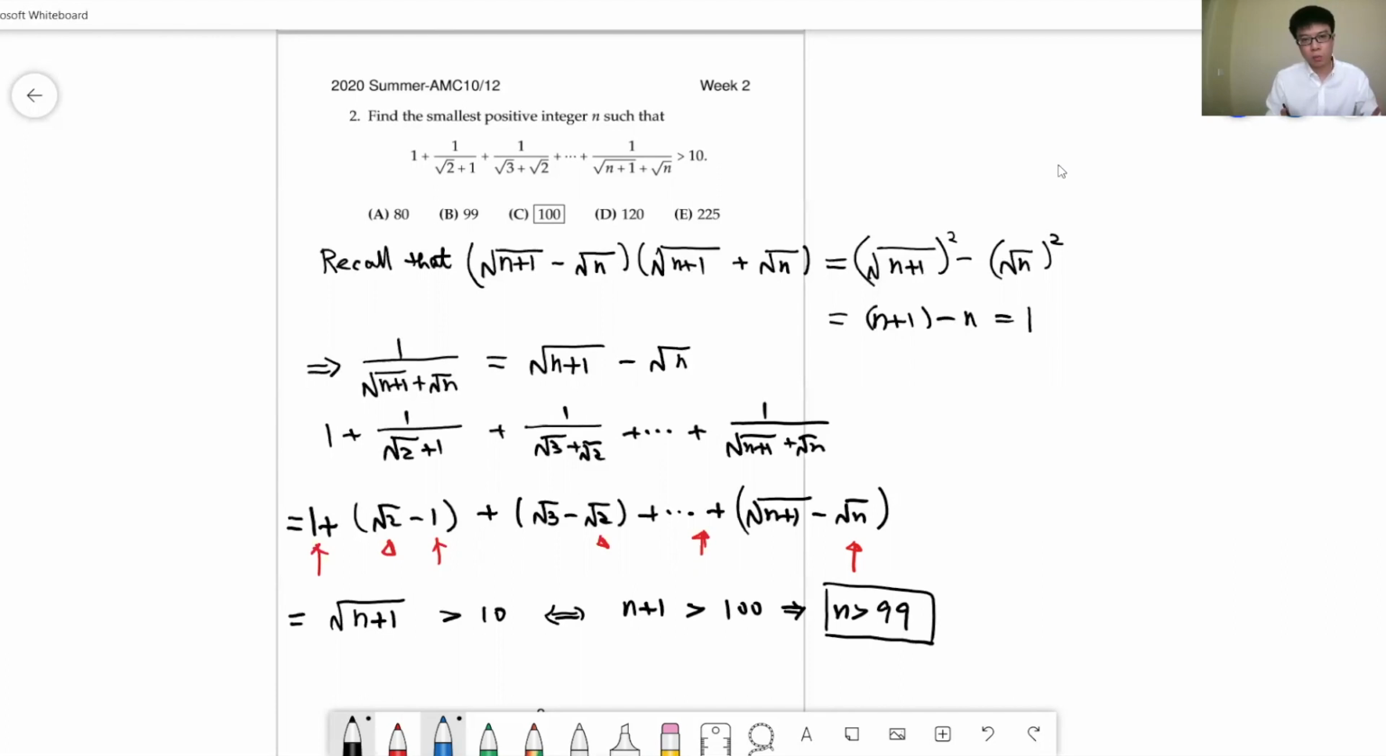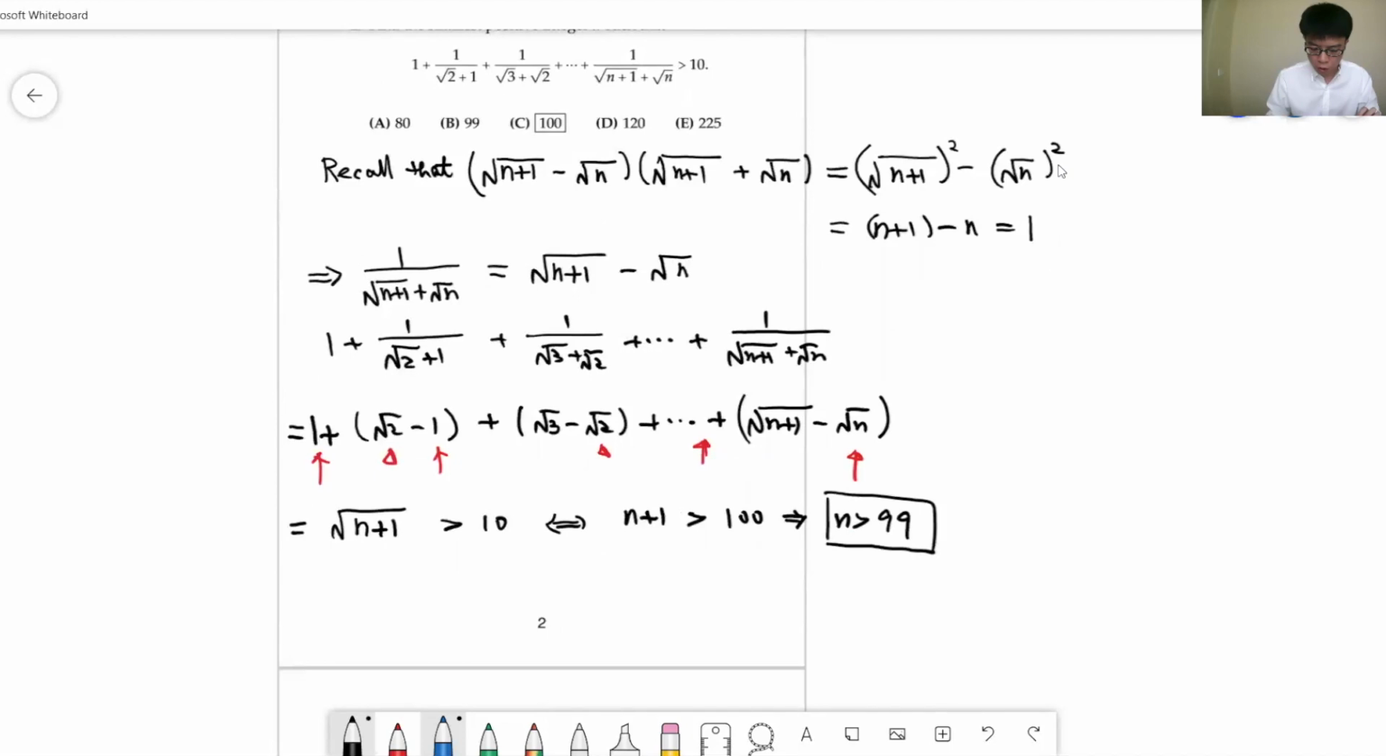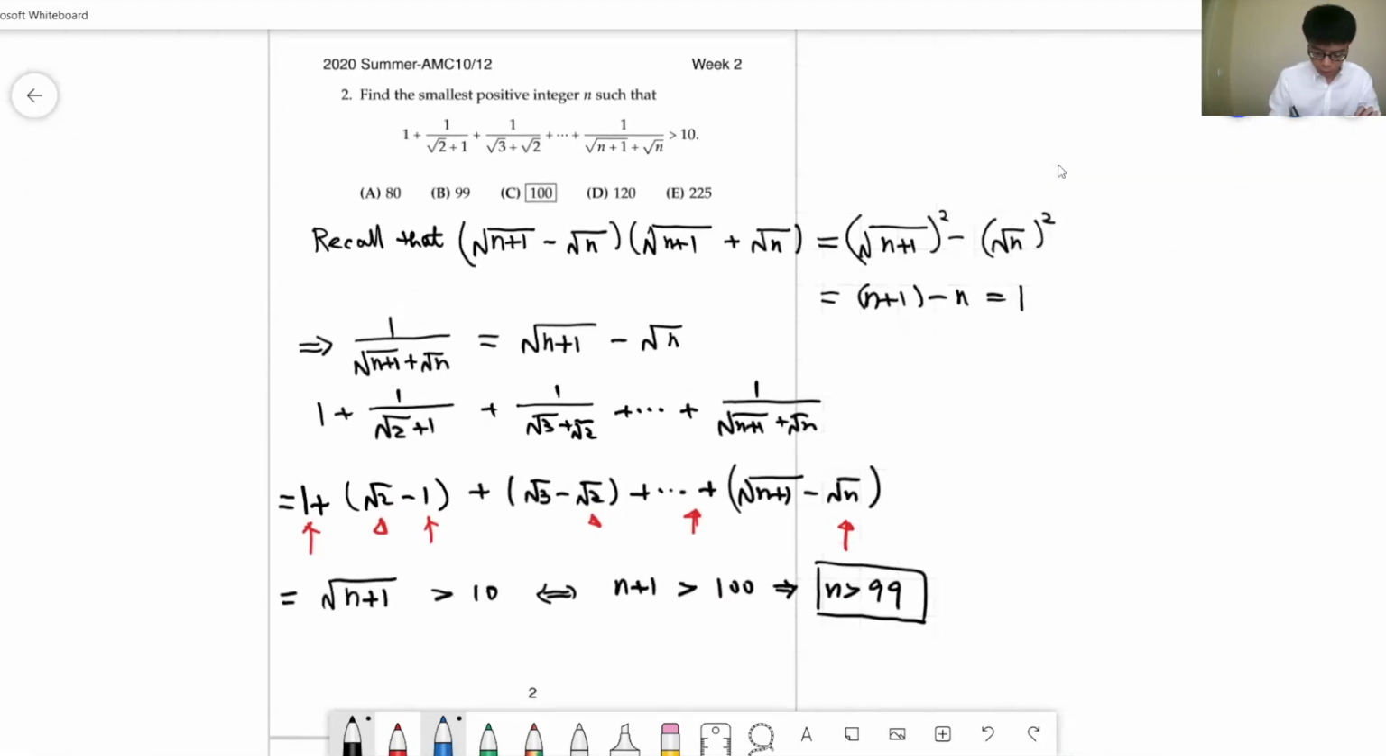Because we want to find the smallest positive integer satisfying this relation, the smallest positive integer n must be 100. n equals 100. So the answer is 100.